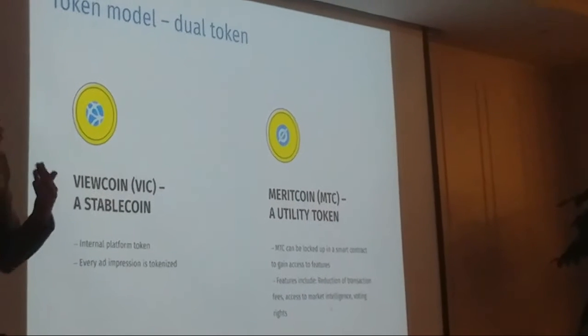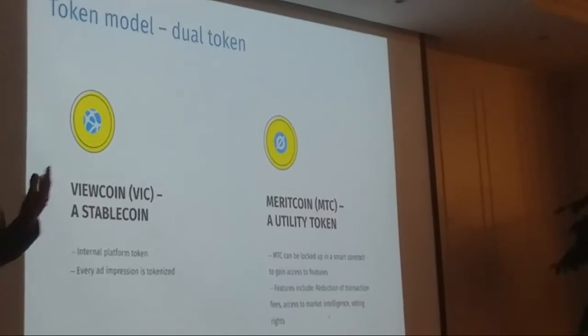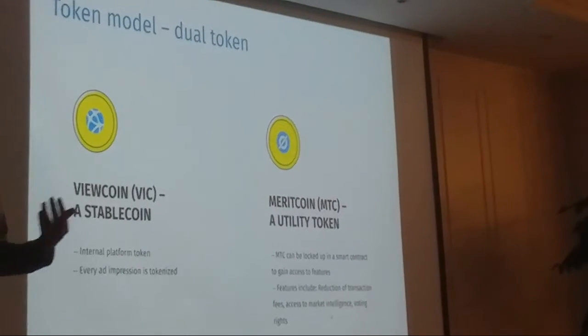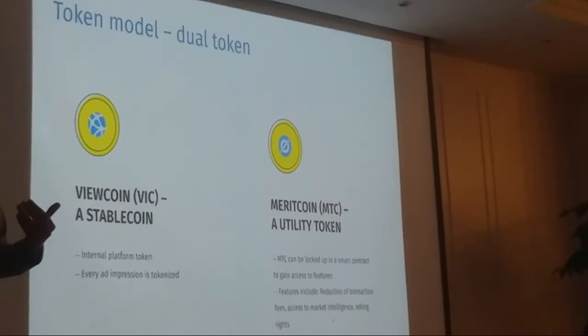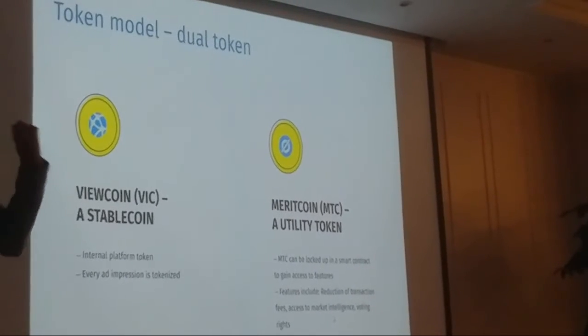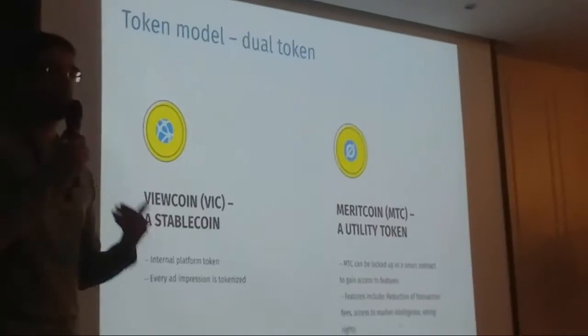During our upcoming ICO, we will offer our Merit coin, which is an ERC20 utility token. With this, you can get access to features in our ecosystem. So it's not a voucher, it's basically like a membership access. The more Merit coin you hold, the more access you gain, for example, to our market intelligence, to the voting mechanism, and to reduction of transaction fees within our ecosystem.